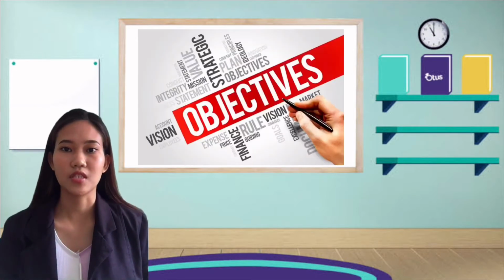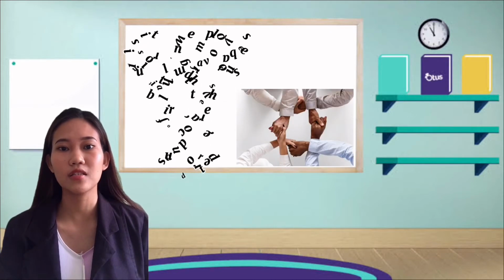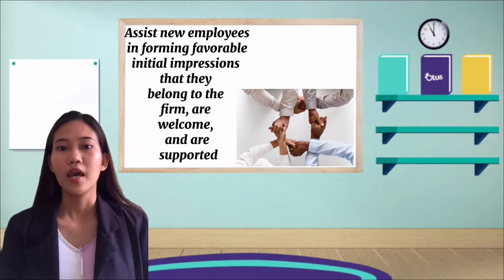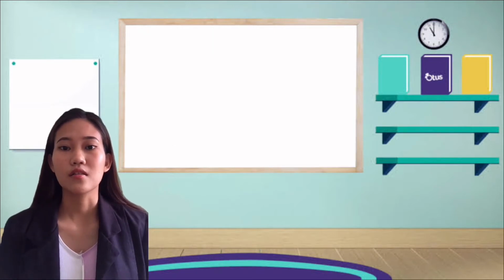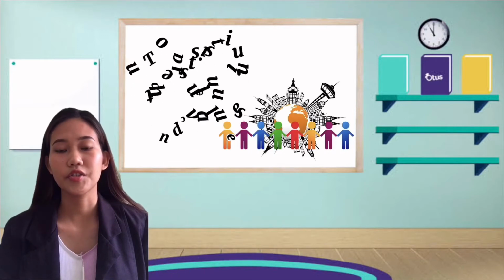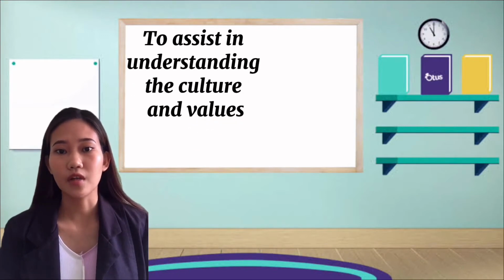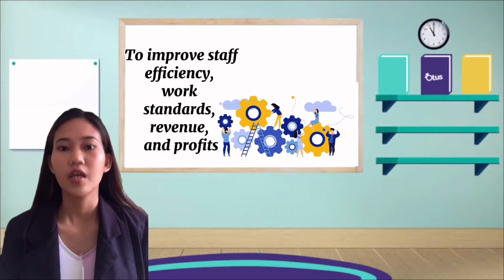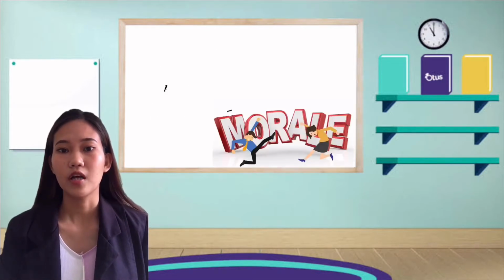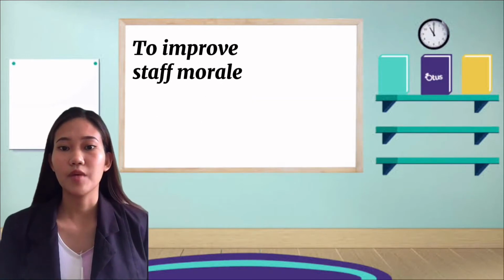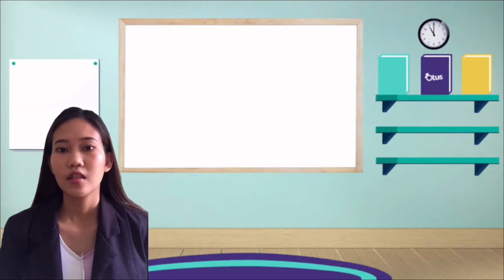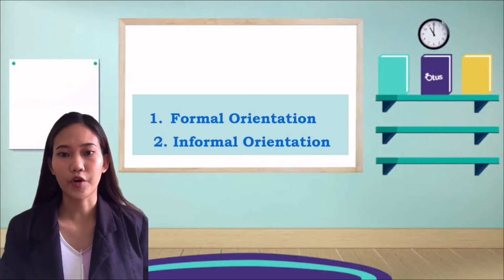Orientation has objectives. These are to assist new employees in forming favorable initial impressions that they belong to the firm, are welcome, and are supported. Next is to assist in understanding the culture and values, to improve staff efficiency, work standards, revenue, and profits, and to improve staff morale. There are a lot of types of orientation, so I will just give two of them. These are the formal and informal orientation.